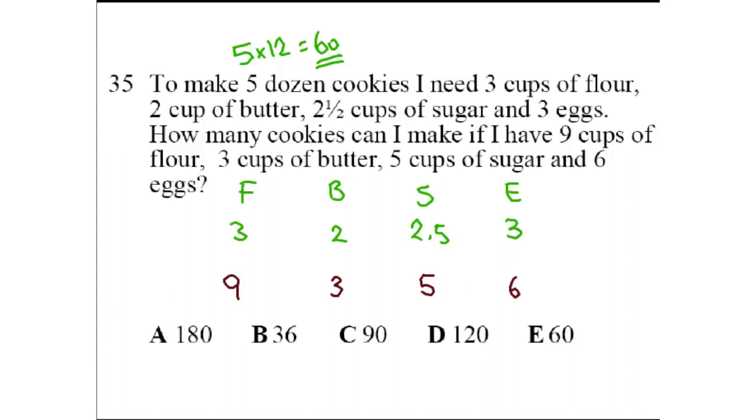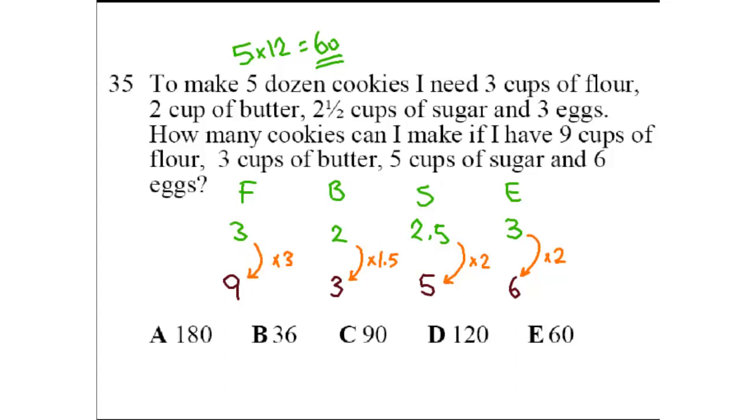Now, here's what we do when we have a question like this. We list them under each other like I did, and then we see, to get from each one to the other, what do we need to do? Okay, now, to go from 3 to 6, we need to multiply by 2. To go from 2.5 to 5, we need to multiply by 2. To go from 2 to 3, we need to multiply by 1.5. To go from 3 to 9, we multiply by 3.